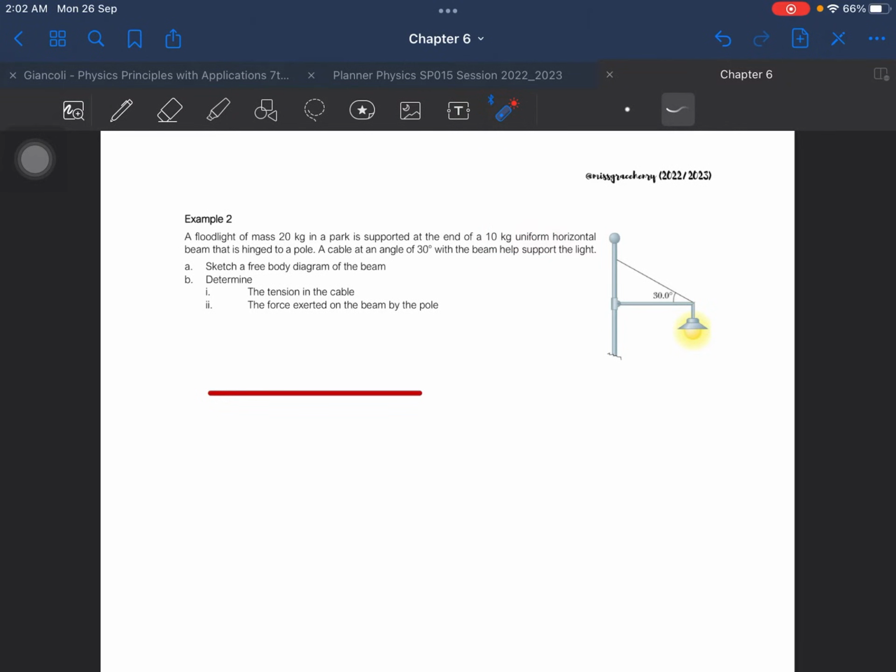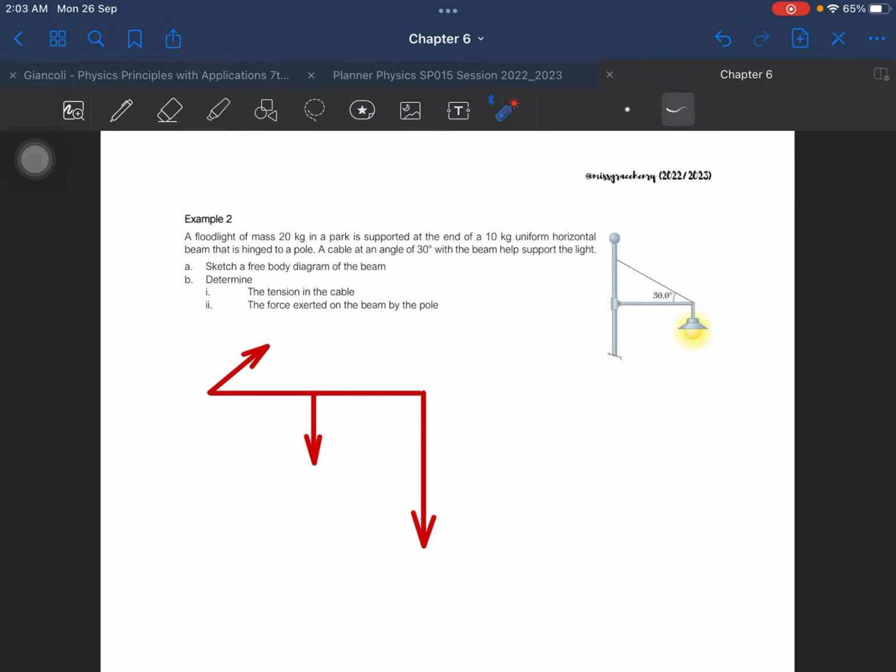So for any uniform horizontal beam, its weight will be at the center, because that is where the center of gravity of the beam is. Okay, and then we have the weight of the floodlight itself, and then we have a term called the shear force. So this is basically a reaction force due to the hinging of this beam and pole.